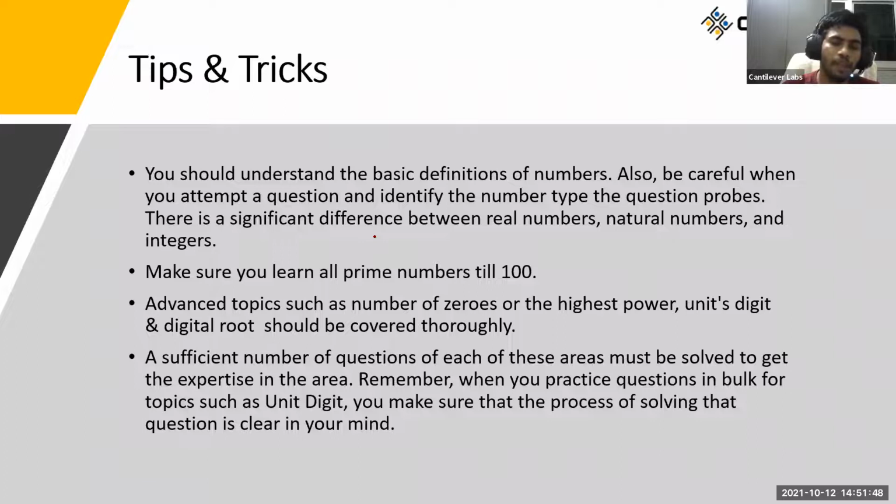Next is make sure to learn all the prime numbers till 100. Next is advanced topics such as number of zeros or the highest power and unitary and digital root should be covered thoroughly. Digital root is something which you should remember. That is the sum of the digits of the number which should be added again and again until you have a single digit number. Next is the sufficient number of questions. You should practice on this area to get expertise. When you practice questions in bulk, you will get better and better at it.